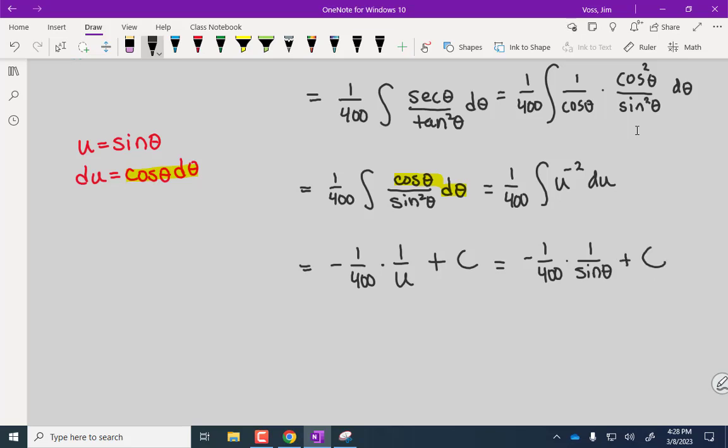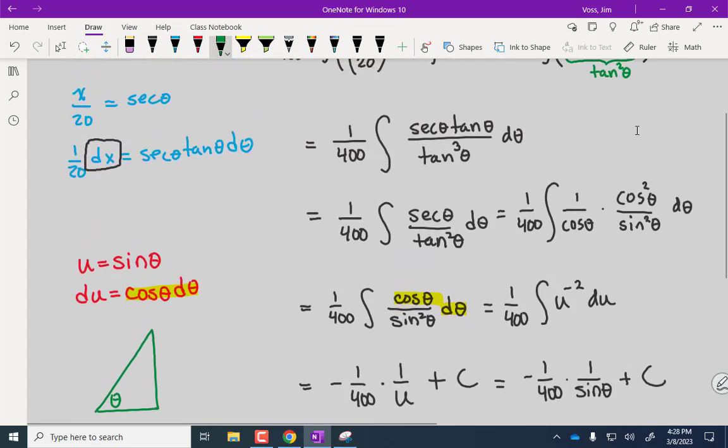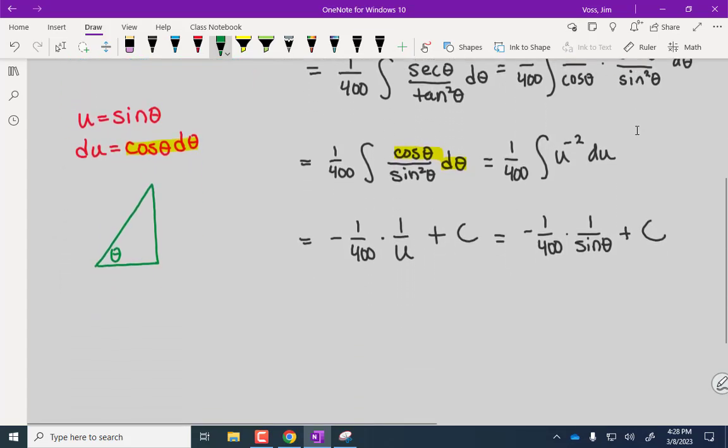cosecant if you want. No, 1 over sine. We have to go to our triangle anyway. We can't just leave it as 1 over 400 sine theta plus C. So secant of theta is x over 20. Secant of theta is hypotenuse over adjacent.